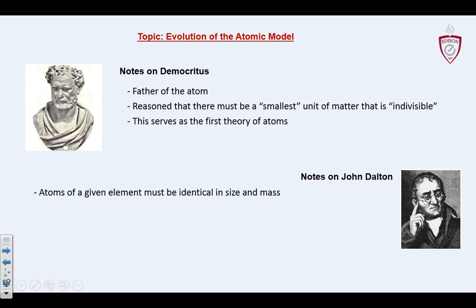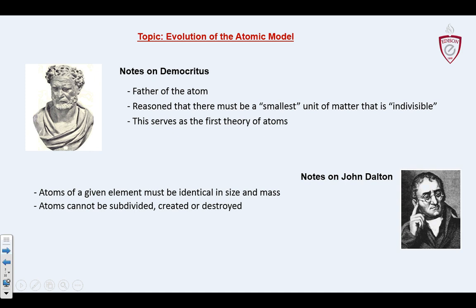The next guy, John Dalton, literally 2,000 years later, English chemist, 1760s to 1844 or so, he came up with a theory of atoms that had 5 main points, 4 of which are right here. Right, so first, atoms of any given element must be identical in size and mass. So if we're dealing with a carbon atom, the next carbon atom's got to be exactly the same. Otherwise, it's not carbon, it's something else, and the theory gets thrown out.